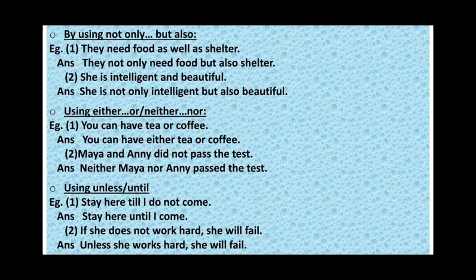Next is using unless or until. For example, stay here till I do not come. So this is changed into until. Stay here until I come. So children, you can see until is replaced instead of do not.